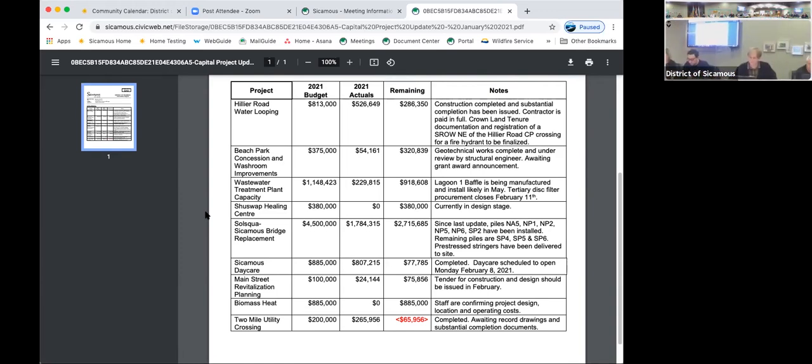Hillier Road water looping project is almost complete. A budget of 813, we spent 520. We have 280 left over. We expect only to spend around $30,000 of that budget, and that will be that job complete. So the waterline projects came in significantly under budget, which I'm ecstatic about.